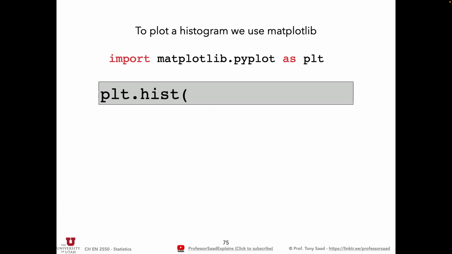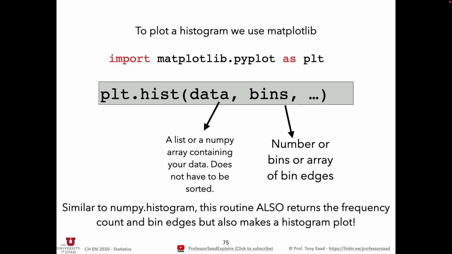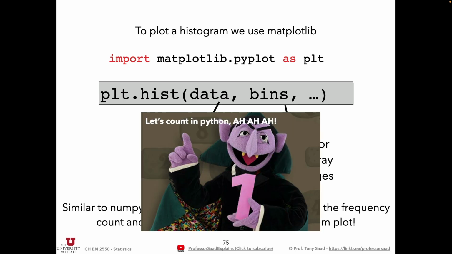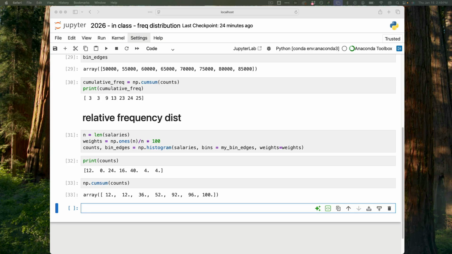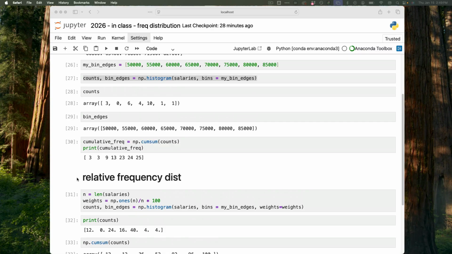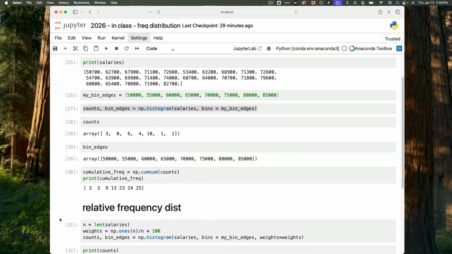I have multiple animations because I have the count coming. Sorry about that. So let's go ahead and plot the histogram for these data. This is what it should look like. So let's try it out. Let's go back to Python over here.